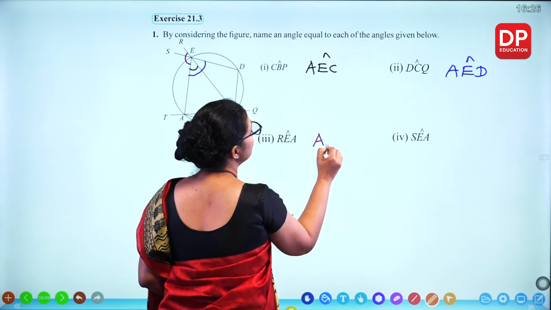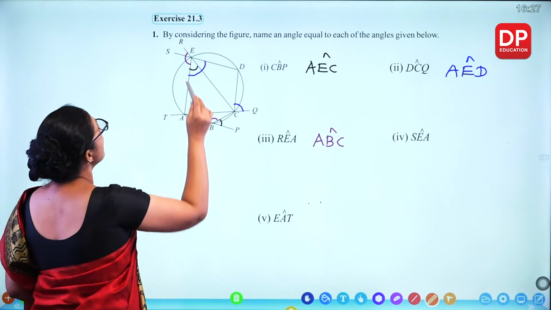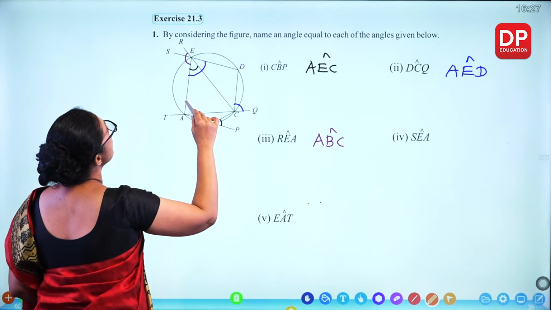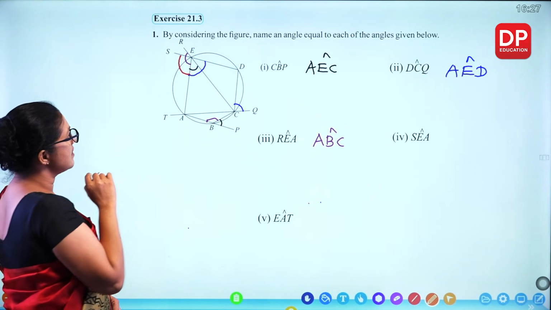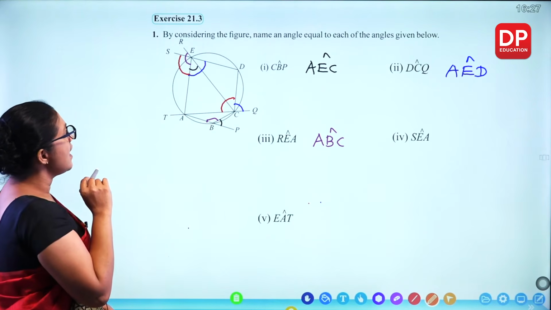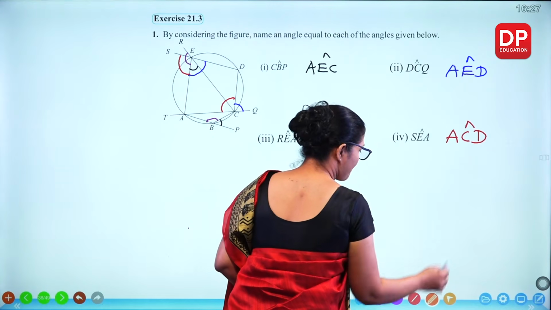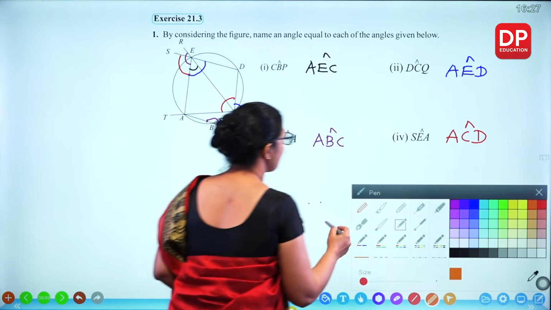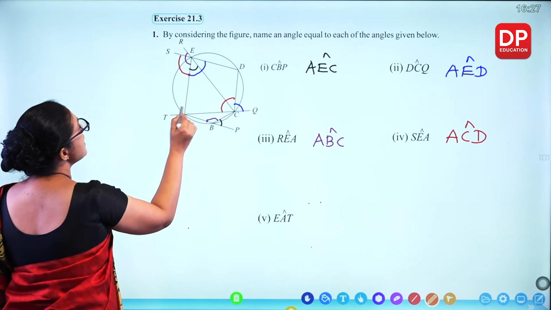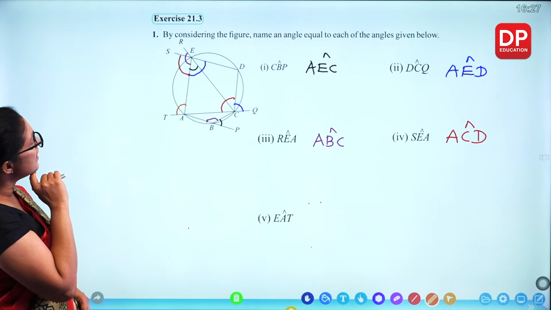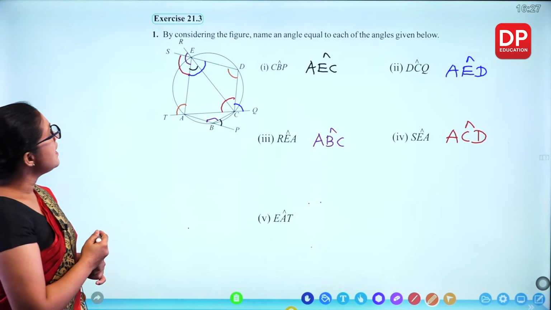SEA. This angle is same as this angle, ACD. EAT. This exterior angle, the opposite interior angle is this, CDE.